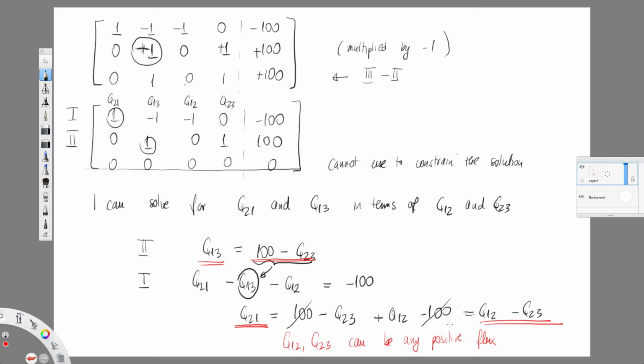Now, when I have a system like this that is not fully determined, whether I'm expressing, in this case, Q21 and Q13 in terms of the other two, or expressing Q12 and Q23 in terms of the first two, it doesn't really make a difference. It's just the way I ordered them in the system, so I ended up solving for the first two simply in the way I ordered them. So that much is up to me. Questions? All right. Let's go to another problem.